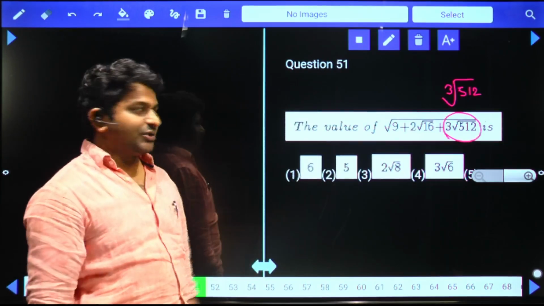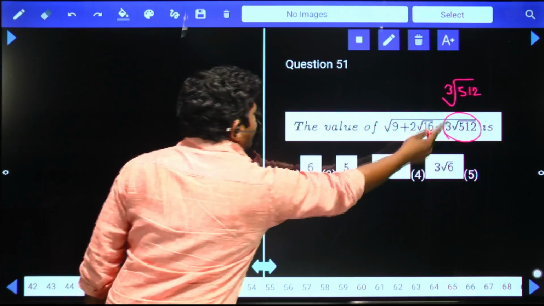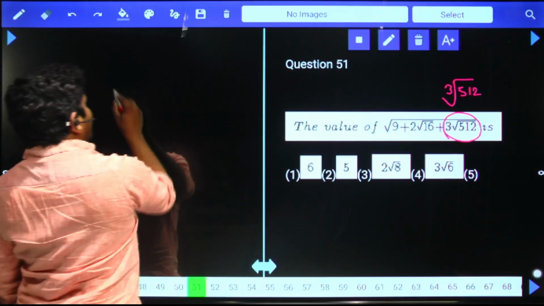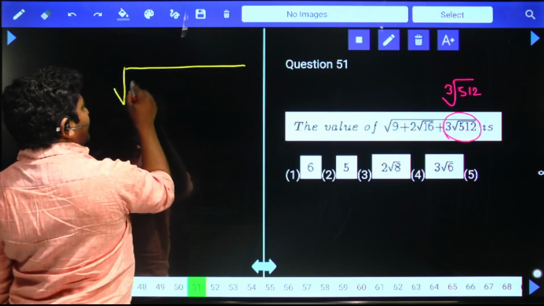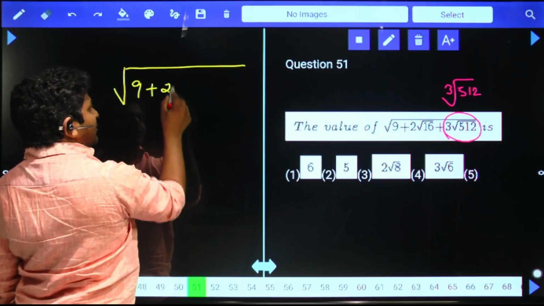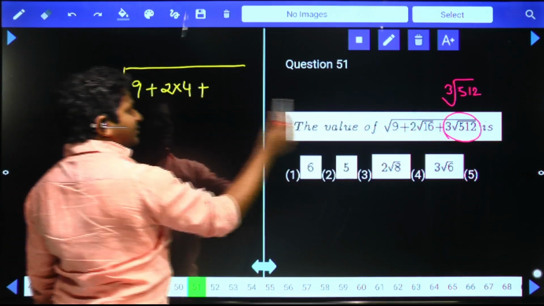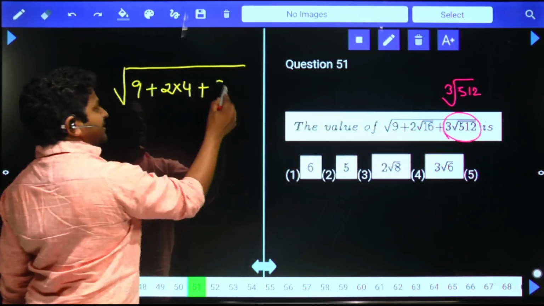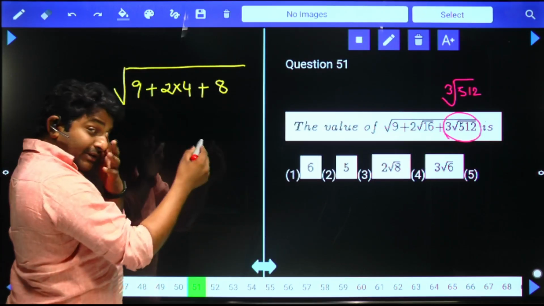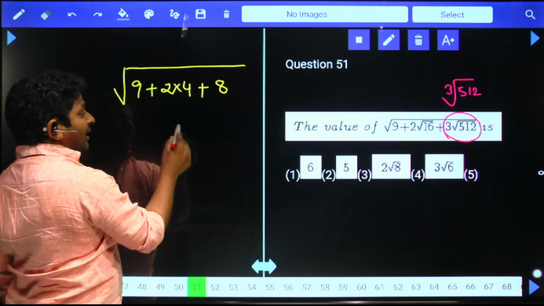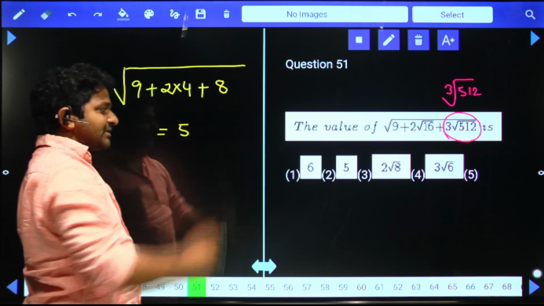First understand the change. Now, cube root of 512 is 8. Under root 9 plus 2 into root 16, that is 4, plus cube root of 512, that is 8. 8 plus 8, 16. 16 plus 9, 25. Under root 25, answer is 5.